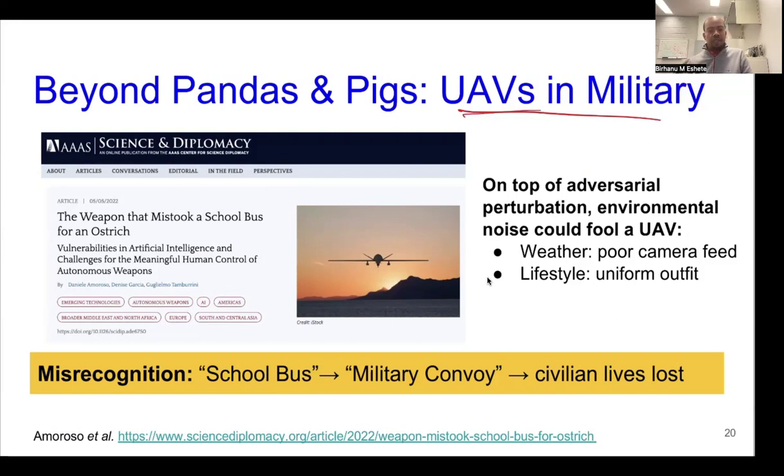So as you can see, although I started with the funny examples, like a panda classified as a gibbon or a pig classified as an airliner, there are real life implications, and we have also seen enough examples as to the real life implications of adversarial examples.